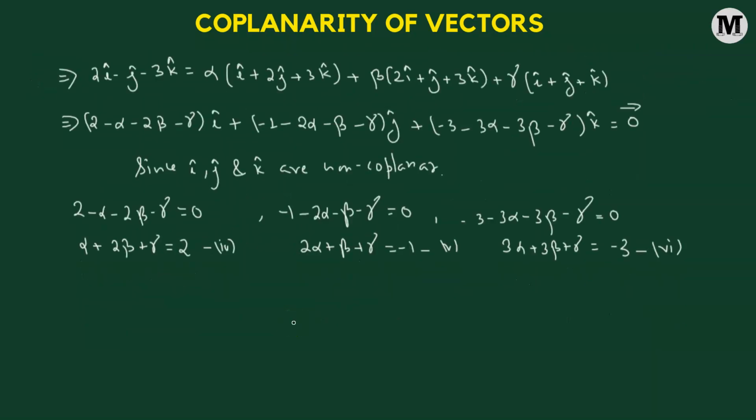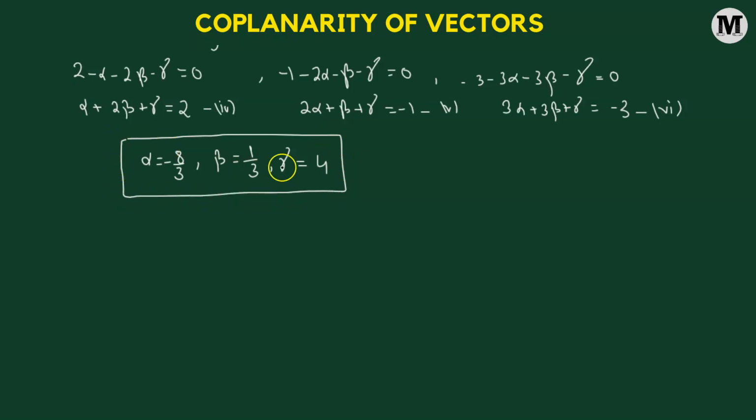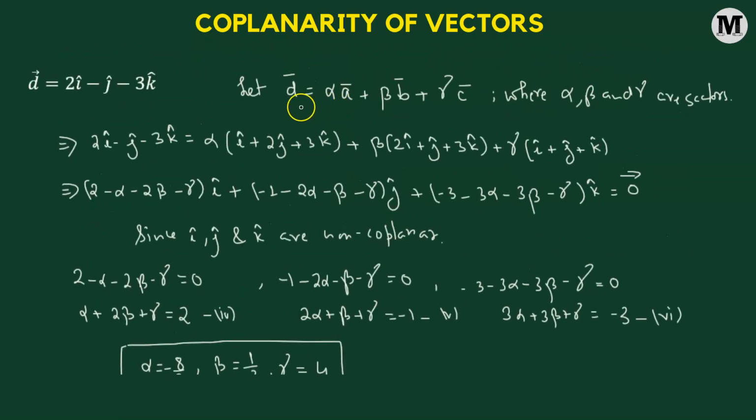So now we have three equations in three variables, alpha, beta, and gamma. So we can solve this simultaneously to get the values of alpha as negative 8 over 3, beta is going to be equal to 1 over 3, and gamma is going to be equal to 4. Now I'm leaving it as an exercise for you to verify that alpha, beta, and gamma indeed give us this value. Now that we have alpha, beta, and gamma, we're ready to express the vector D.